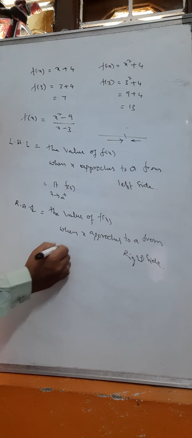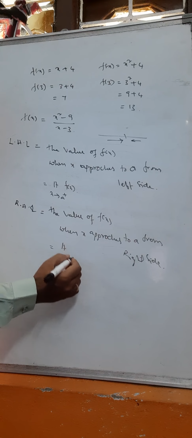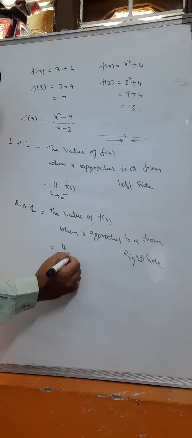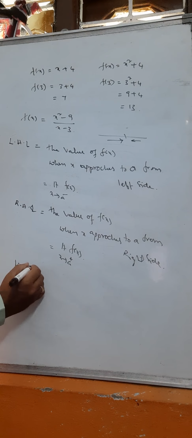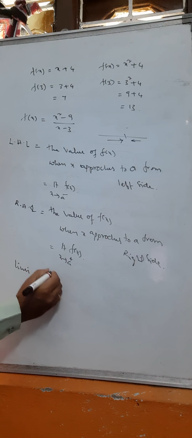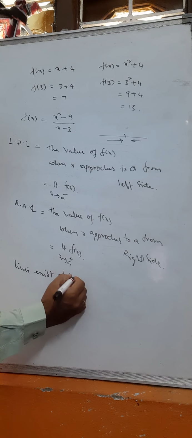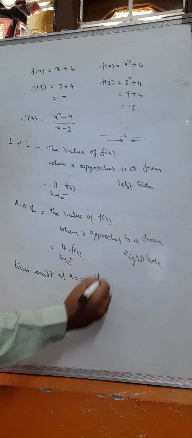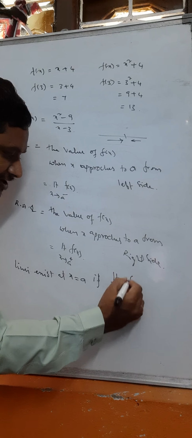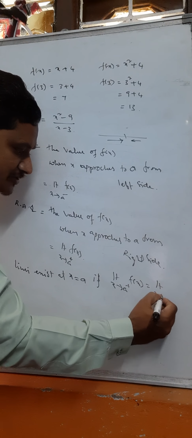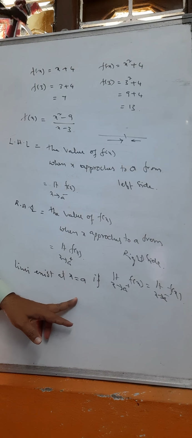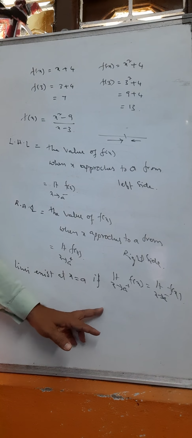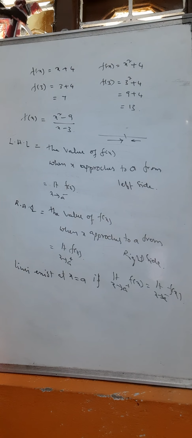So that is denoted by limit x tends to a minus, and here it is a plus f of x. So when does the limit exist? The limit exists at x equal to a if limit x tends to a plus f of x is equal to limit x tends to a minus f of x. So the limit exists at x equal to a. Here it should satisfy that the left limit is equal to the right limit.